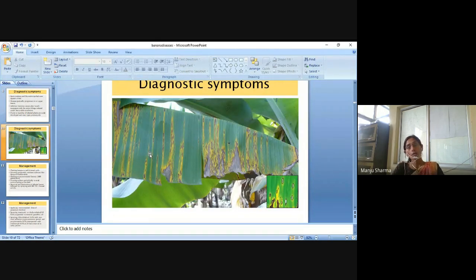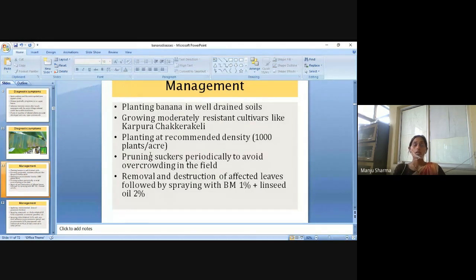These are the diagnostic symptoms. Here you can see the symptoms on the leaves, on the margins of the leaves. Now the management: planting banana in well drained soil, growing moderately resistant cultivars like Karpura Chakkarakeli, and planting at recommended density. There should be 1000 plants per acre.